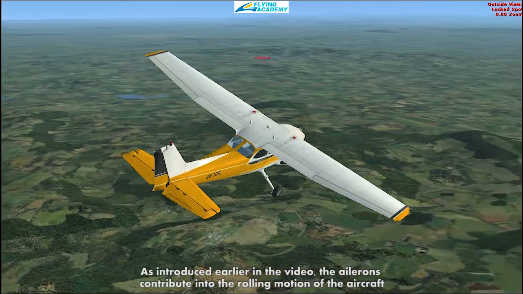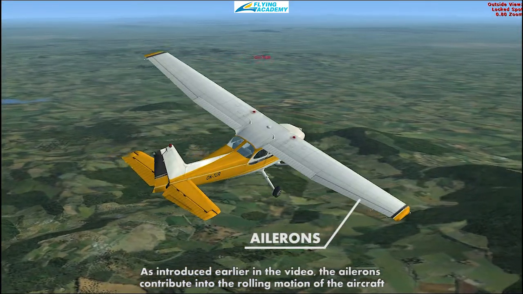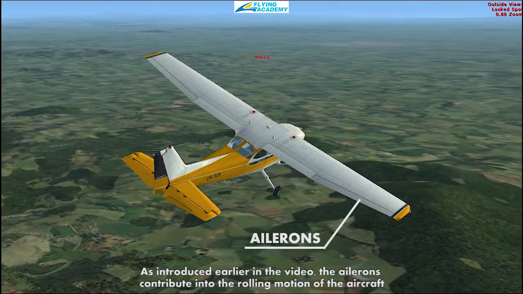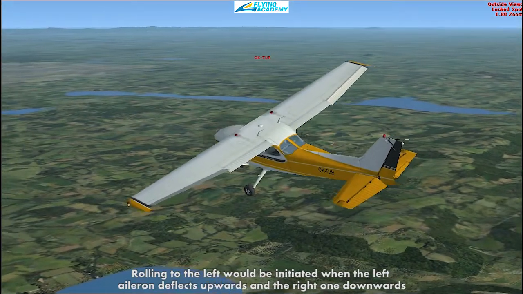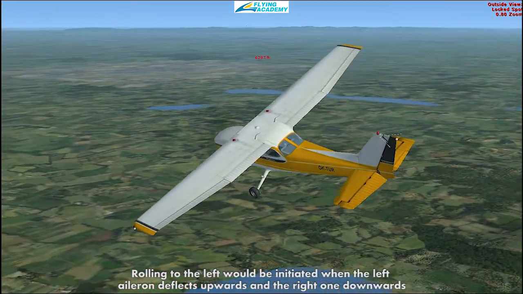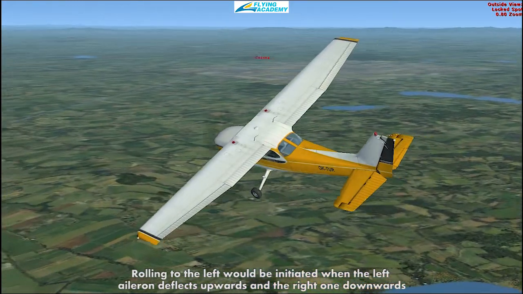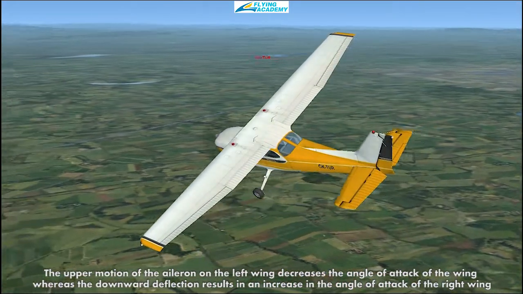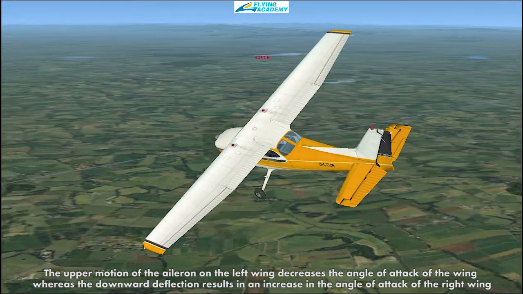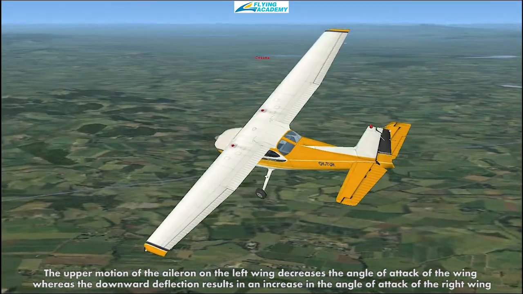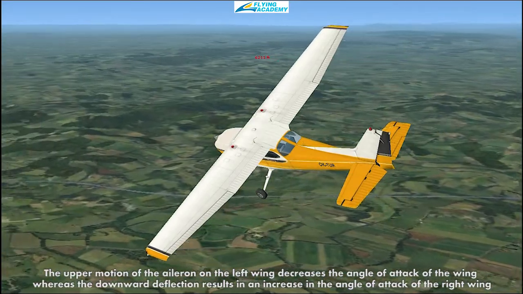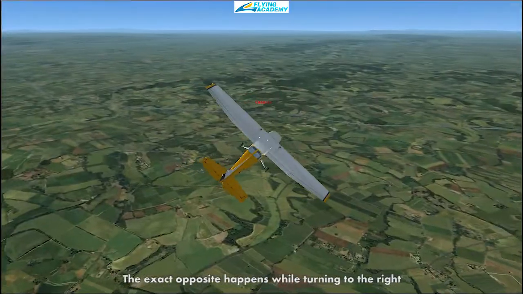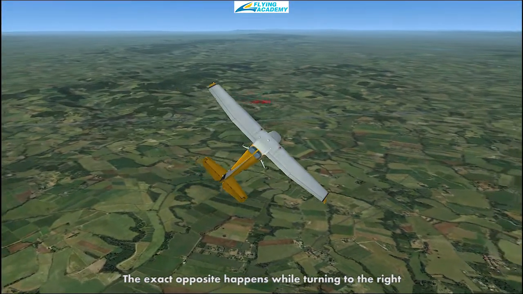As introduced earlier in the video, the ailerons contribute to the rolling motion of the aircraft. Rolling to the left would be initiated when the left aileron deflects upwards and the right one downwards. The upward motion of the aileron on the left wing decreases the angle of attack of the wing, whereas the downward deflection results in an increase in the angle of attack of the right wing. The exact opposite happens while turning to the right.